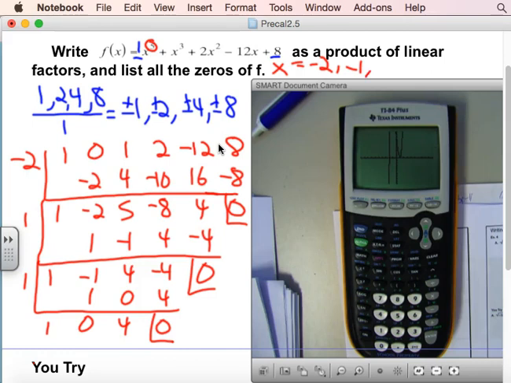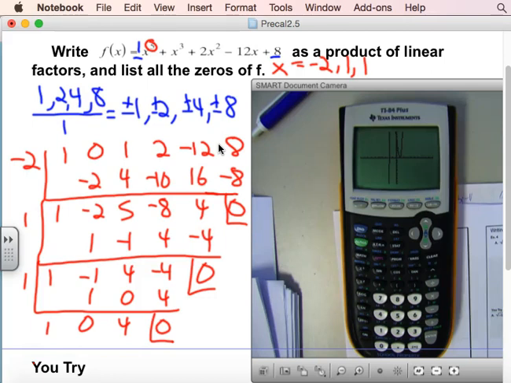I put a negative 1 up here, that should be positive 1. First mistake of the lesson. All right, so we got 1 as a 0 twice. You can write 1 twice, or you can say 1 has multiplicity 2, which means 1 is a 0 twice.